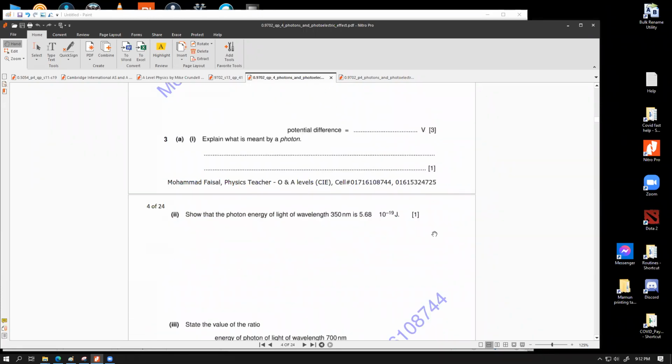Number 3, explain what is meant by a photon. This is a pretty interesting question. Before I show you the mark scheme, how do you approach this question? Give me some ideas. 36 people, 35 people.